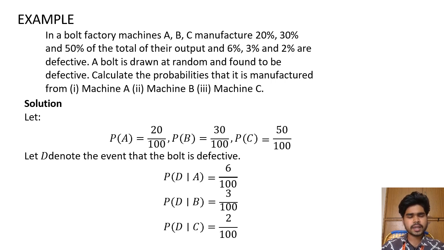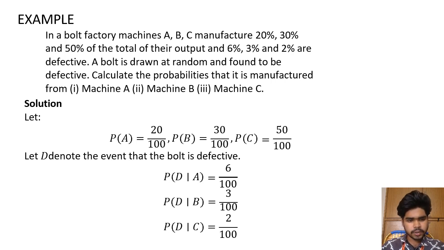Right. So in a bolt factory, there are three machines A, B, C, and the products of the machines are 20%, 30% and 50% of the total output. So 6% from A, 3% from B and 2% from C are defective. We have to find the probability that the bolt is manufactured from machine A, machine B, machine C.